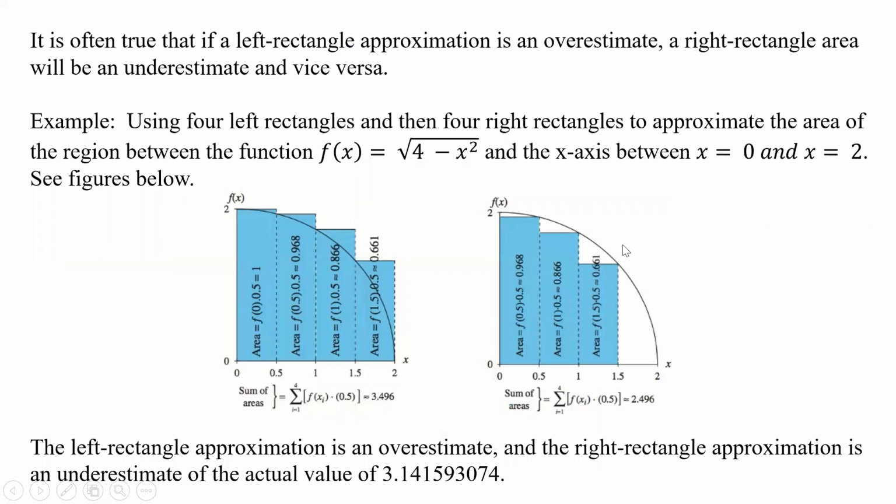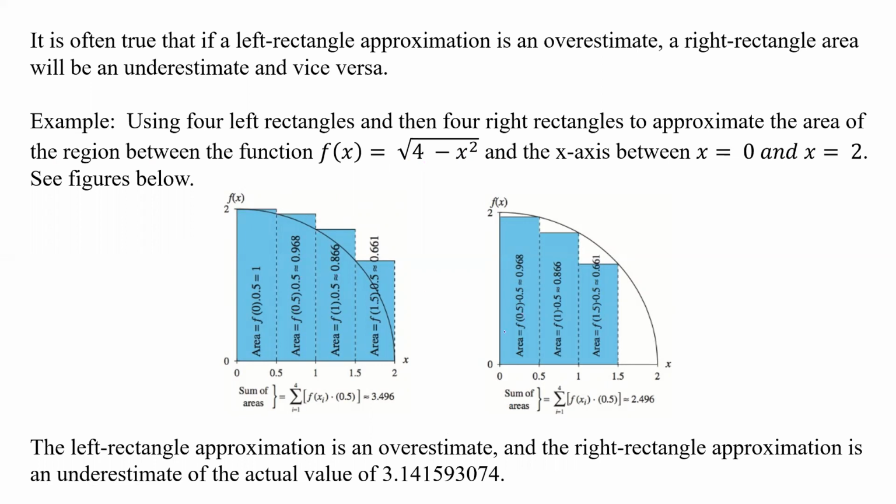Now, what happened was we noticed that with the left one, we really over-approximated our area under the curve, and with the right one, we really underestimated it. That's what usually happens: the left ones are usually over, the right ones are usually under. We can see that in this example, where f of x is equal to the square root of 4 minus x squared. And we're using only 4 rectangles here. That's the key point. We're only using 4.